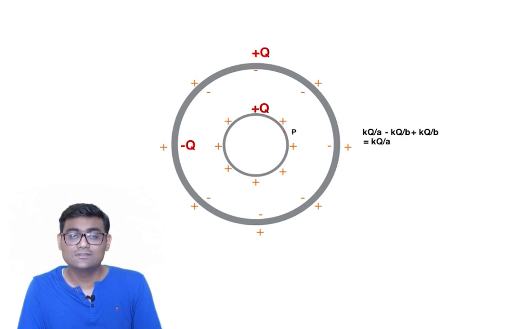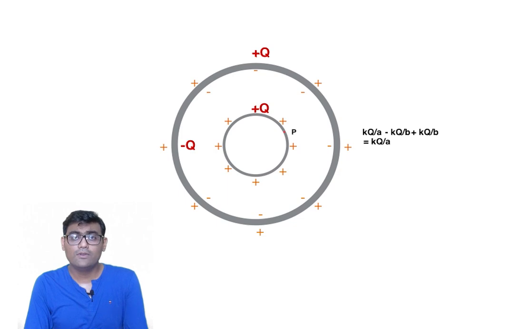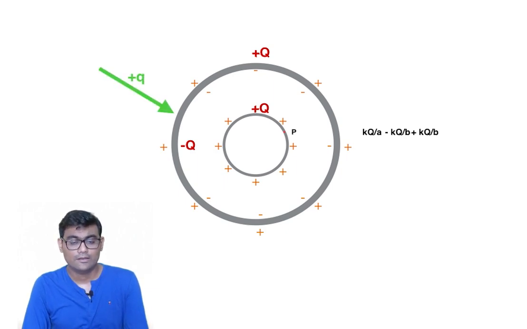And we can use this concept everywhere, but the condition is that the thickness of the shell should be very small. Now what will happen if I also put some plus a small q charge on the outer surface of the bigger conductor? As soon as I put that plus small q charge, this small q charge will also be spread uniformly on the outer surface of the bigger conductor.